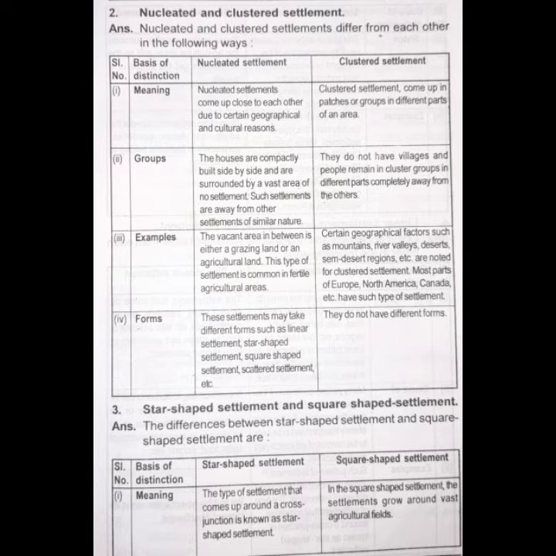Next, the differences between star-shaped settlement and square-shaped settlement. On the basis of distinction, that is meaning. Star-shaped settlement: the type of settlement that comes up around a cross junction is known as star-shaped settlement. Next, square-shaped settlement: in the square-shaped settlement, the settlements grow around vast agricultural fields.